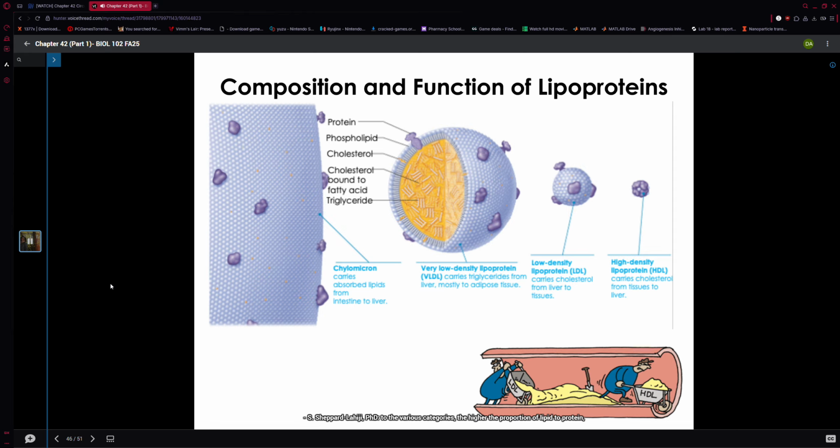Now, when it comes to the various categories, the higher the proportion of lipid to protein, the lower the density. And that's all that you need in terms of knowing the percentage breakdown of these different categories. You can also see visually that each of these categories differs with respect to size as well. And that's just more of an observation-based thing, nothing that I really need you to read into for testing purposes. Now, for very low density lipoproteins, they are produced by the liver and they transport lipids to adipose tissue.